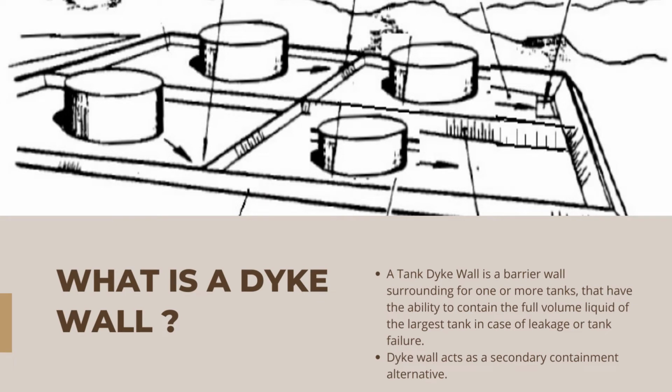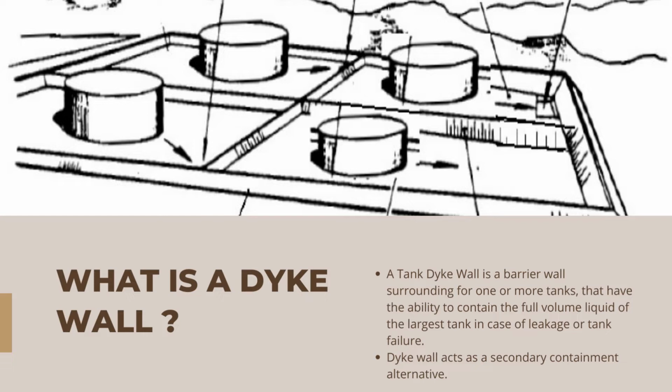A tank dike is a barrier wall surrounding one or more tanks that has the ability to contain the full volume of the liquid of the largest tank in case of leakage or tank failure. Means a dike wall is a containment zone in which various kinds of tanks are placed. One or more types of tanks can also be placed in a single dike wall.